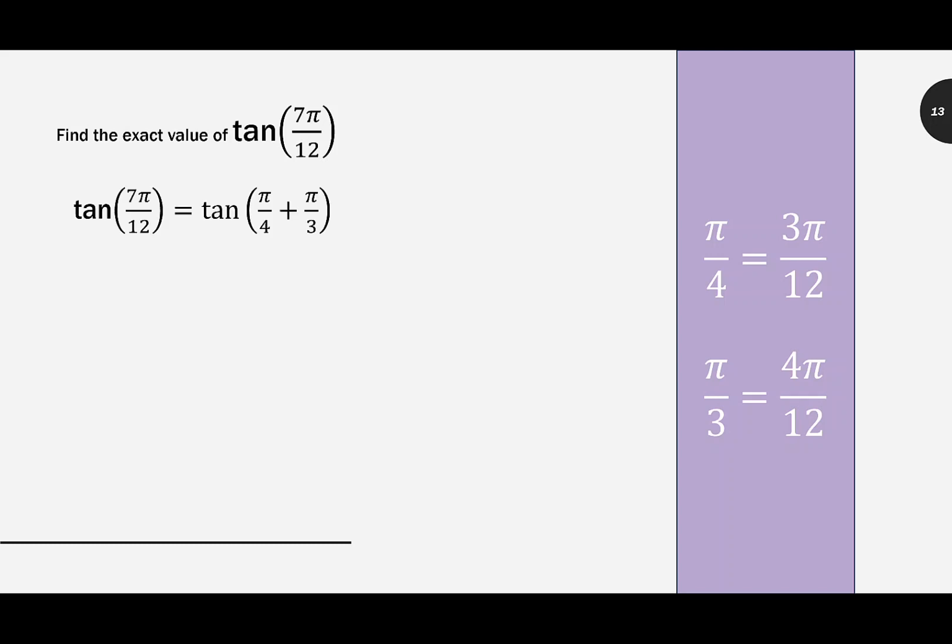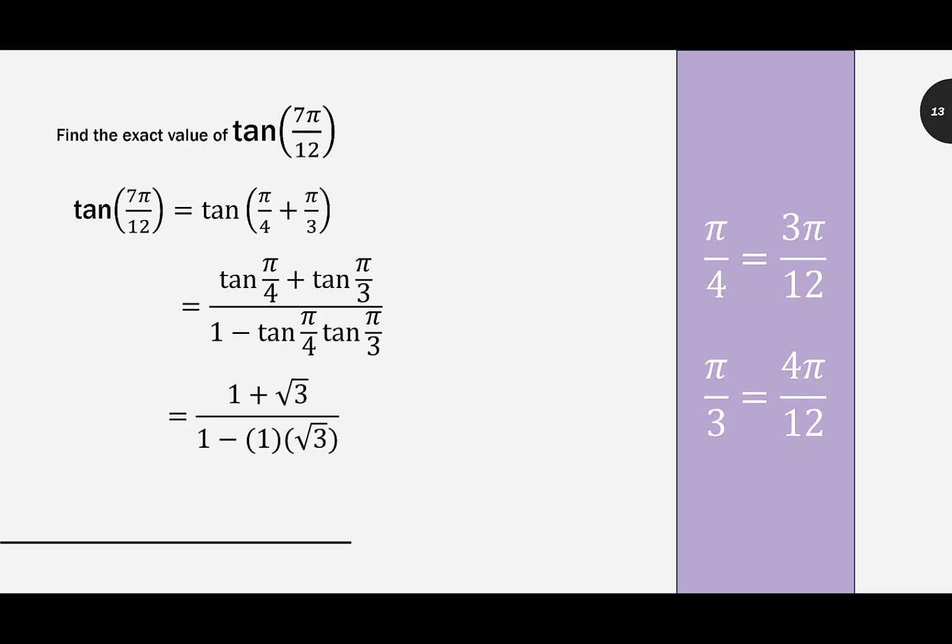I'll write that the tangent of 7 pi over 12 is equal to the tangent of pi over 4 plus pi over 3. Using the formula we just established, we can rewrite this as the tangent of pi over 4 plus the tangent of pi over 3 divided by 1 minus the tangent of pi over 4 times the tangent of pi over 3. Tangent of pi over 4 is 1. Tangent of pi over 3 is the square root of 3. In the denominator, I have 1 minus 1 times the square root of 3.